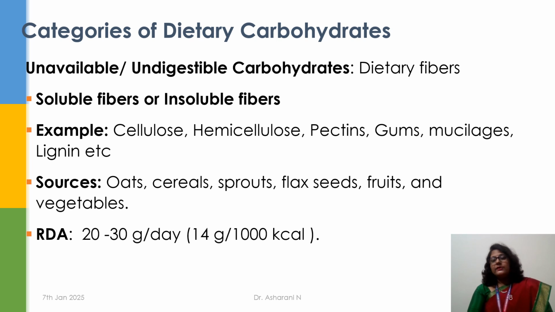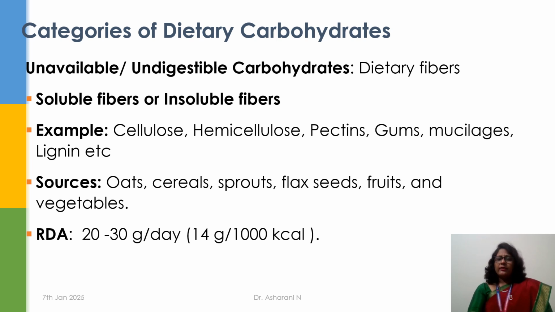So what are the dietary sources? How can we consume or get these dietary sources? For example, you can eat oats, cereals, unpolished rice, sprouts, fruits and vegetables. All these are rich in undigestible or unavailable carbohydrates also.